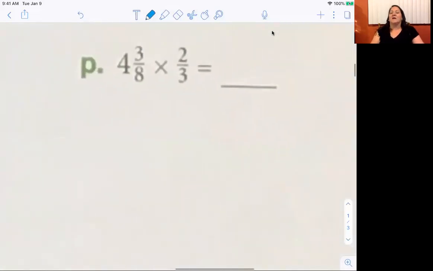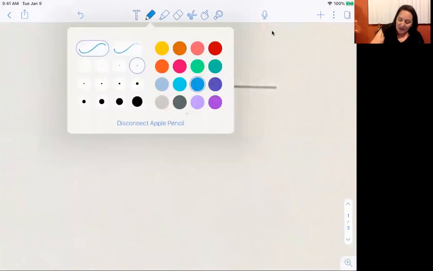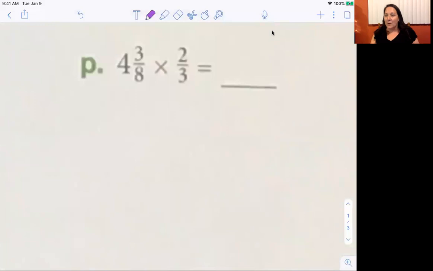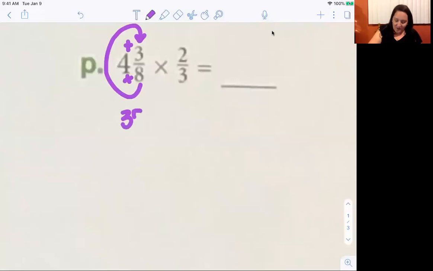So letter P. We are multiplying with fractions. And multiplying with fractions is pretty easy. You just multiply the numerators and then multiply the denominators and then reduce if you have to. But sometimes we have a mixed number, as in 4 3/8. What do we do when we have mixed numbers? Good, we backwards C and multiply. So when we backwards C, 8 times 4 is 32, plus 3 is 35. 35 over 8, remember we keep the original denominator, times 2/3.